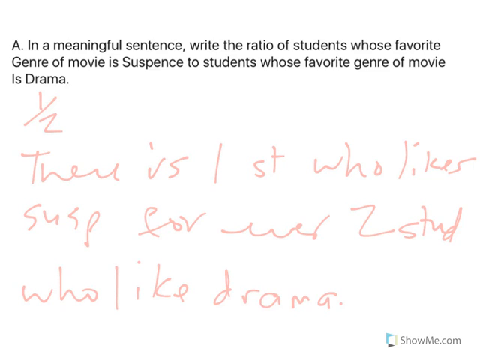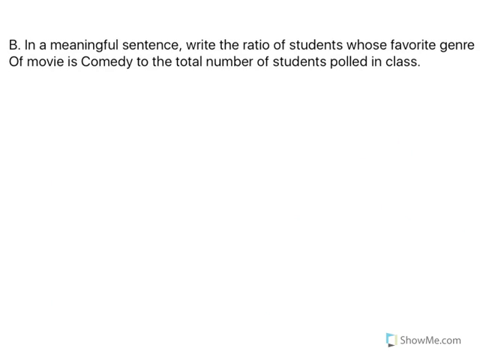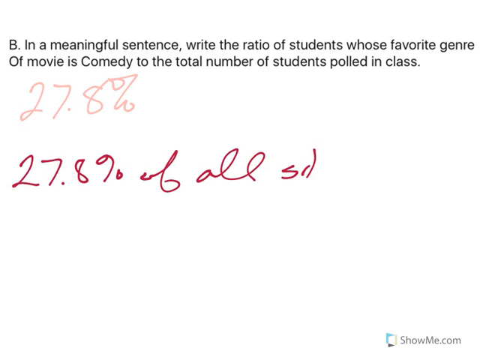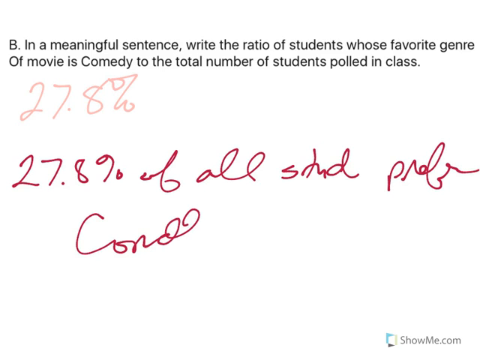Right? Because it's part to part, you can't use percents. You've got to just use the numbers that you have in your ratio. Now, if we go comedy to the total number, this was the second one we did. Remember, we were at 27.8%. So we could say 27.8% of all students prefer comedy. The part to whole sentences are so much easier to write because it's just the percentage of whoever you're talking about likes whatever. And there you go.